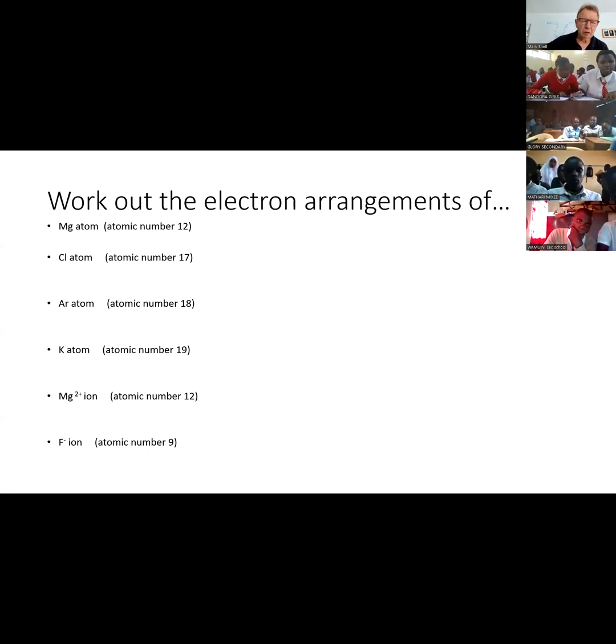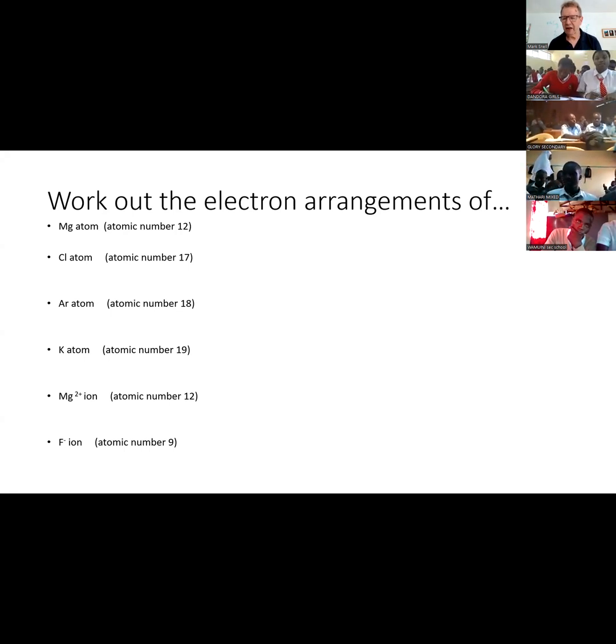Magnesium, atomic number 12, chlorine, 17, argon, 18, potassium, 19. Magnesium 2+, atomic number 12. F-, fluorine to start with, has an atomic number of 9. The atomic number is the number of protons, not the number of electrons. In an atom, they are the same.